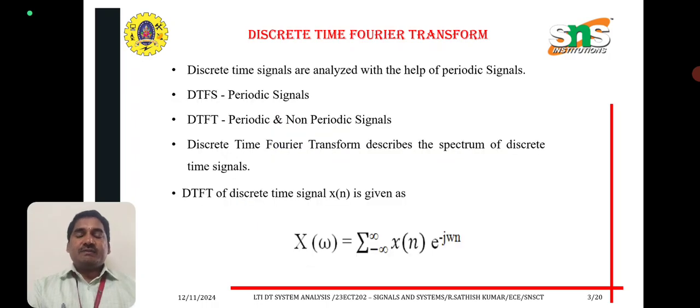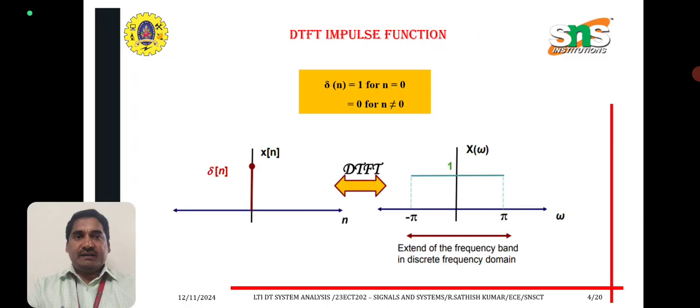Discrete time signals are analyzed with the help of periodic signals: DTFS for periodic signals, DTFT for periodic and non-periodic signals. The discrete time Fourier transform describes the spectrum of a discrete time signal. The DTFT of a discrete time signal x of n is given as X of omega is equal to summation from minus infinity to plus infinity of x of n into e power minus j omega n.